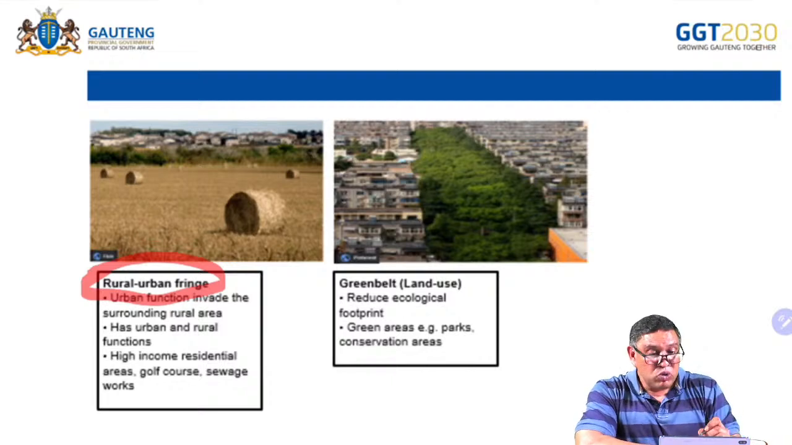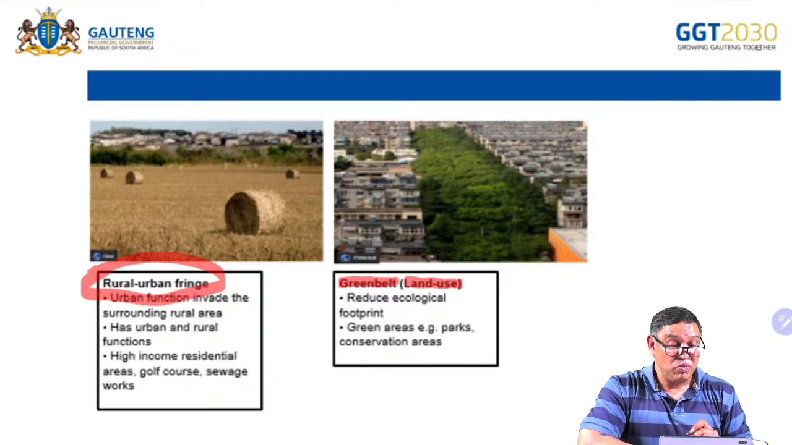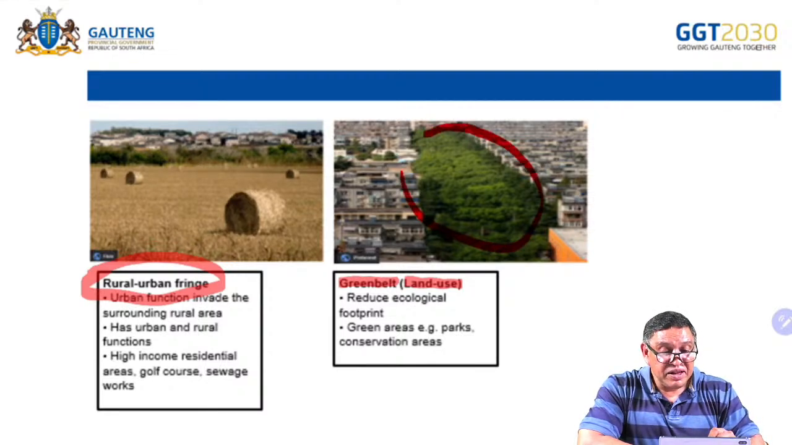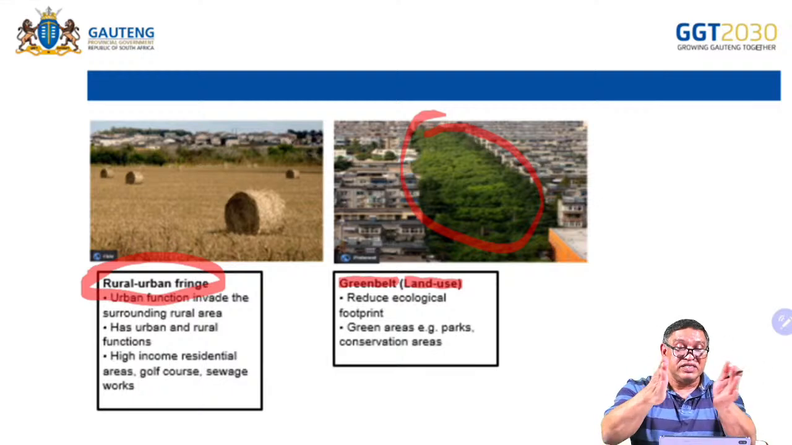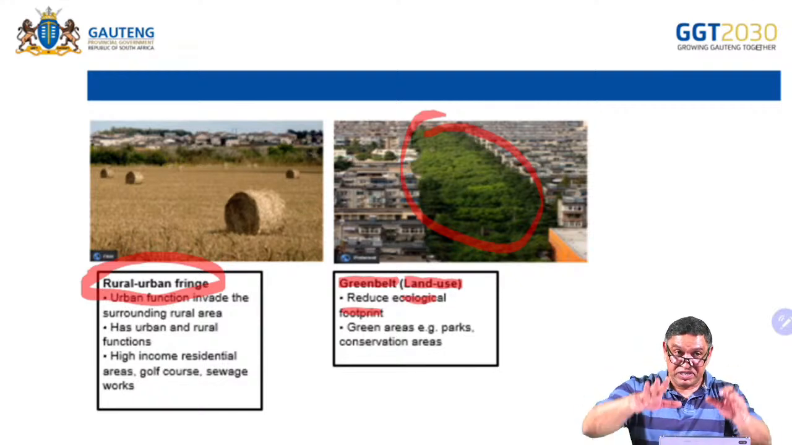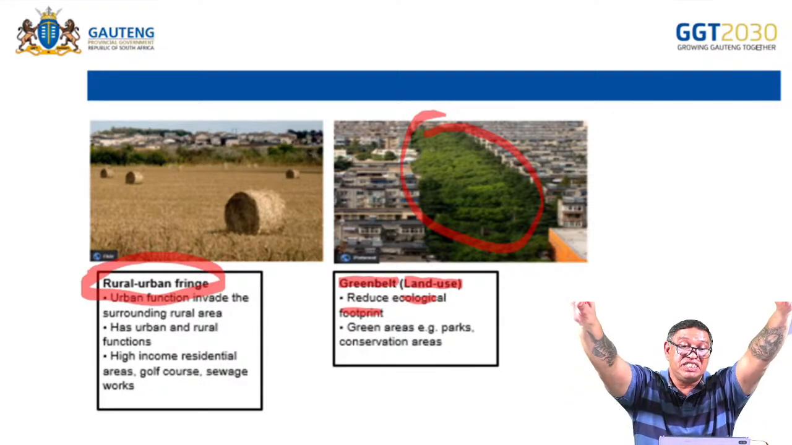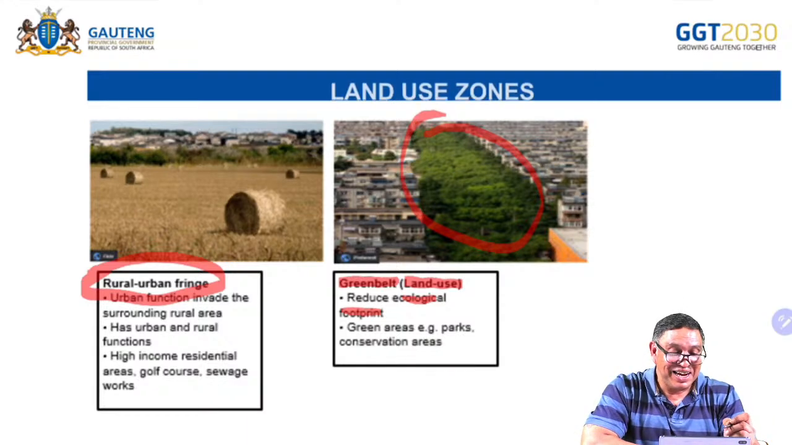Now, please note, learners, green belt is considered a land use and not a land use zone. And you can see here, it also creates a buffer zone between these two areas. It reduces noise, etc. It reduces the ecological or carbon footprint by actually having vegetation there. But it is a land use and not a land use zone.